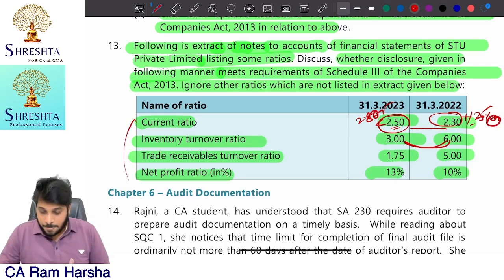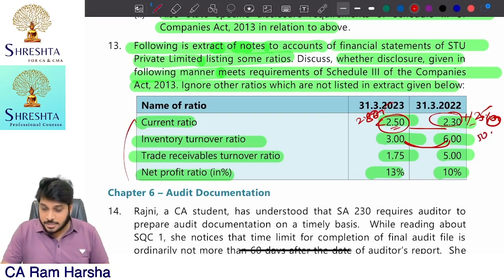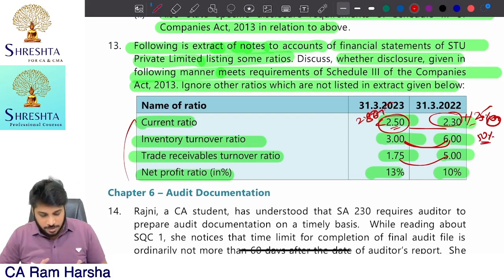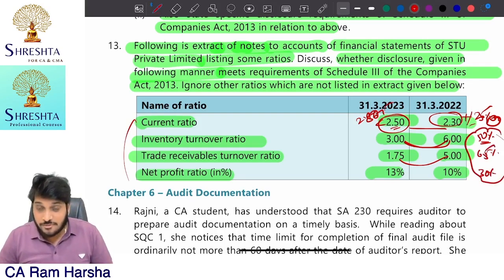Whereas here you see 6 last year. Now it reduced, means the minus you should apply. 6 minus 3 divided by 6 is equal to 50%. The ratio has decreased by 50%. Here 5 minus 1.75 divided by 5 is equal to 65% change. 10 increased here, so 3 divided by 10, 30%. These three ratios were changed by more than 25%.